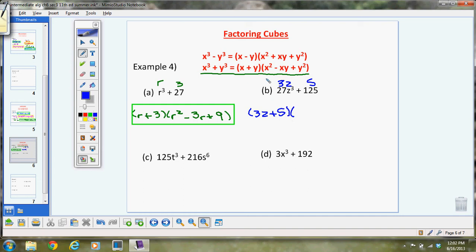Then it says square the first one. 3Z times 3Z is 9Z squared. Put a minus sign. Multiply them together. 3Z times 5 is 15Z. Then put a plus sign and square the last one. 5 times 5 is 25. And we're done with that one.